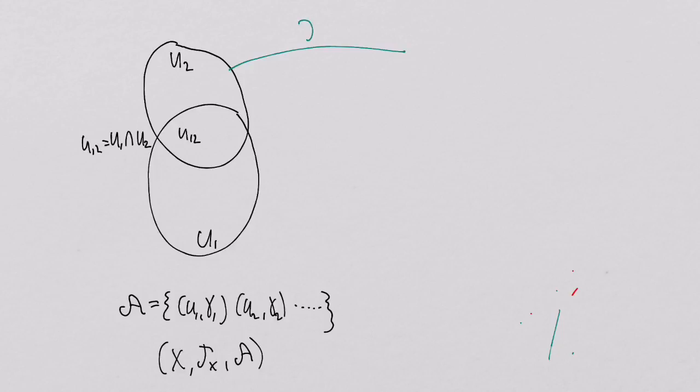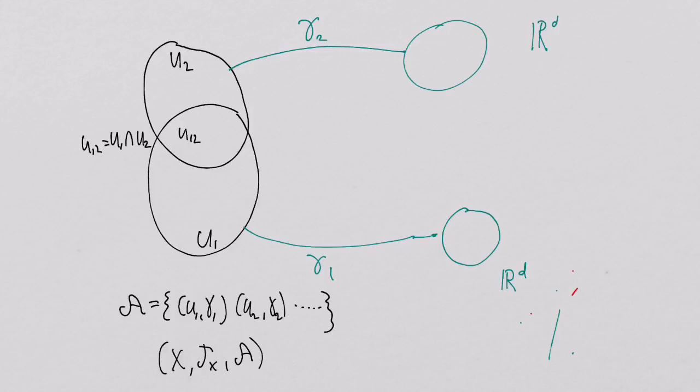This will be gamma 2, that map, and this map is gamma 1, and this goes to some region in RD, and this goes to some region in a different RD. And of course, when I talk about RD, I'm talking about RD with its topology, and that's the topology of the open ball, right?